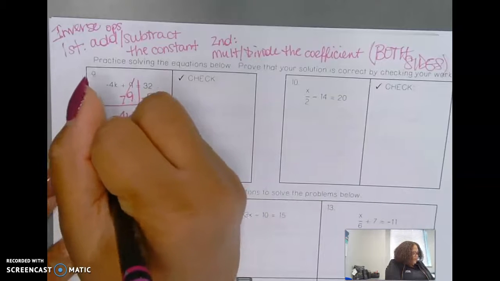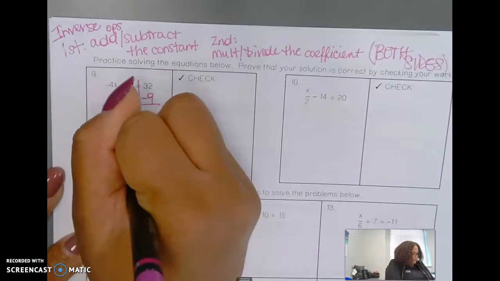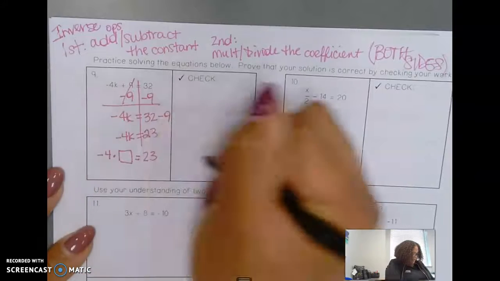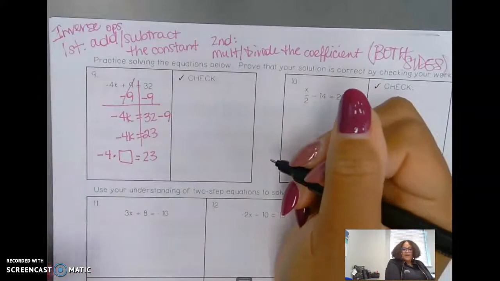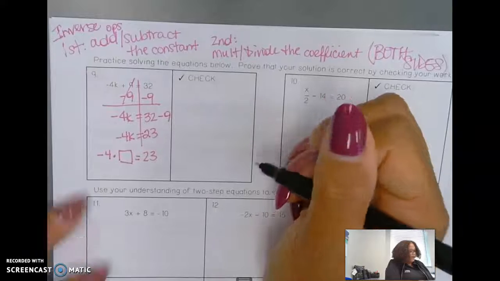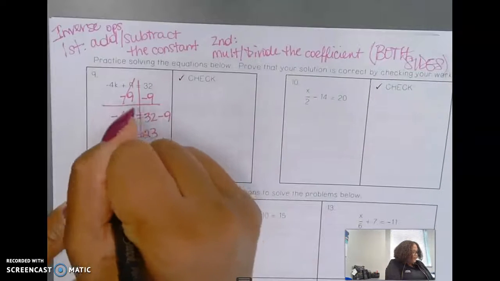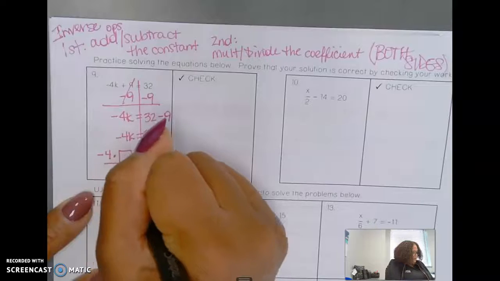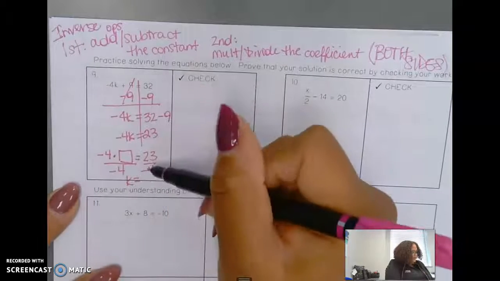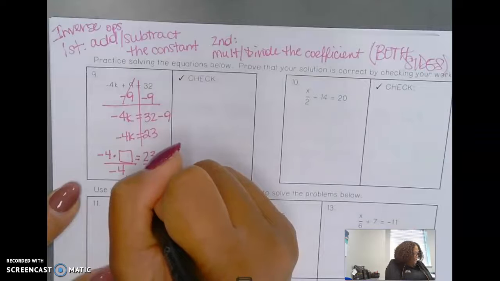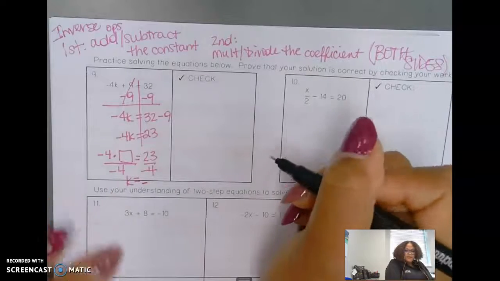Y'all did this in elementary school. Negative 4 times something gives me 23. I need to find out what I multiply negative 4 by to get 23. And in order to do that, I must divide by negative 4 on both sides. Negative 4, okay, equals something. This is a positive divided by a negative. I'm going to get a negative answer. So let me put my little negative symbol down there.